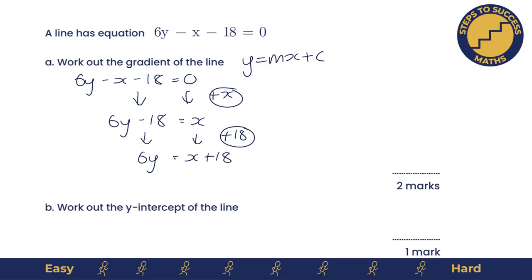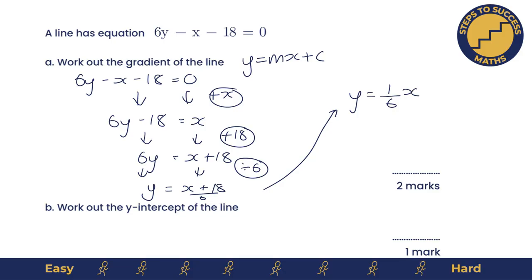Now we just want y by itself. We don't want this times 6. So let's divide by 6. y equals x plus 18 all divided by 6. Now we can break that up because we know that 18 will divide by 6. It's 3. So we can have y equals 1/6 x plus 3. So we can see that the gradient is 1/6 or a sixth. And then the y-intercept is the number on the end, so that's plus 3.